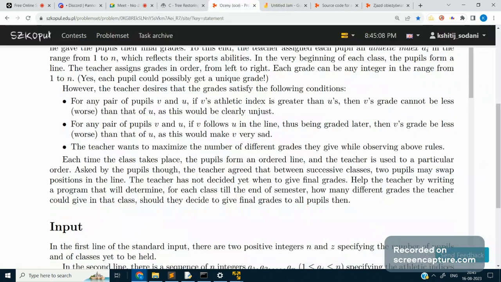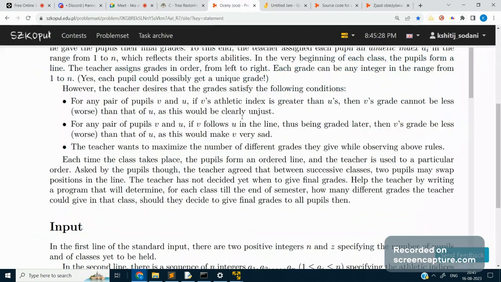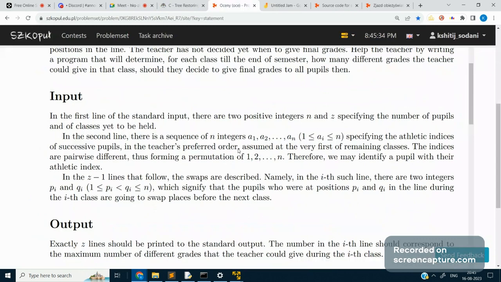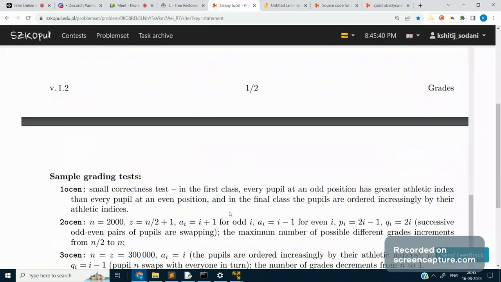Okay. So now the teacher wants to maximize the number of different grades they can give while observing the above rules. Also, each time the class takes place, two pupils swap their places. So there are queue updates, and in each update, the ith and jth pupils swap their places. So after each update, you need to answer the maximum number of different grades the teacher can give. The constraints are given here. So n is up to 1 million, and the number of updates is up to 300,000.